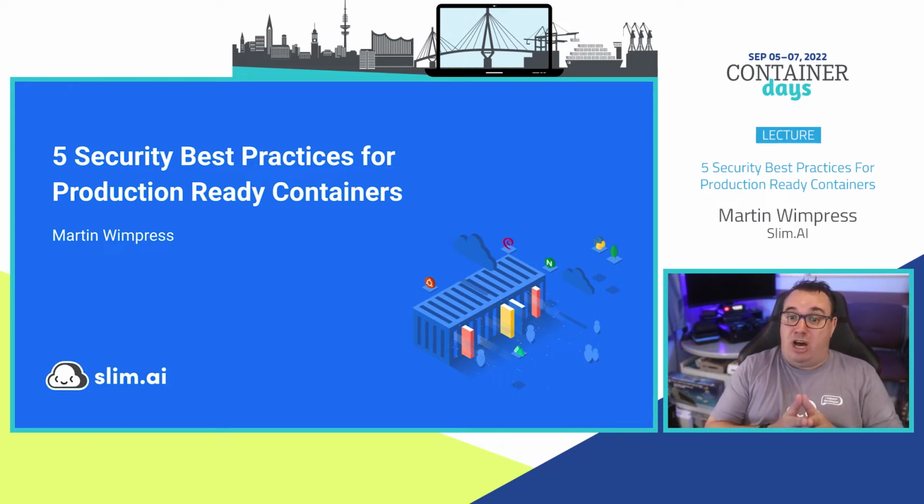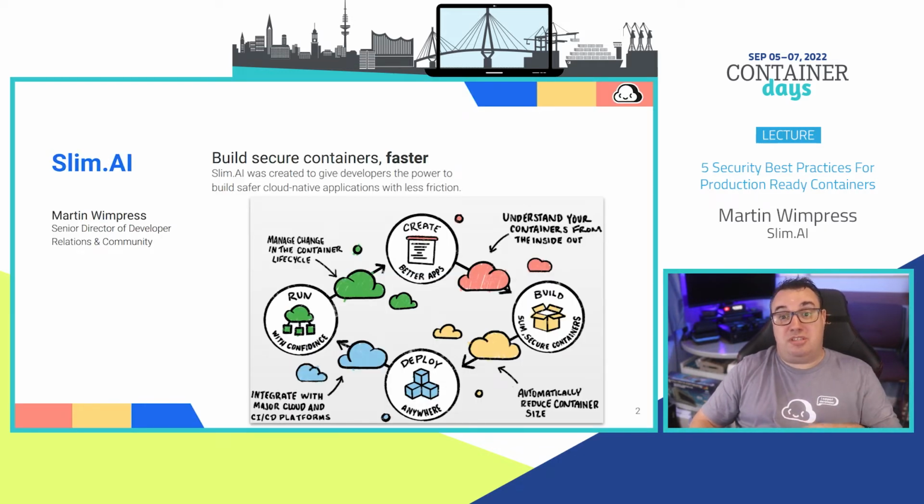Today I'll be sharing 5 practical examples of best practices you can start using right now to better secure your production-ready containers. First, I'll briefly introduce Slim.AI. Slim.AI was created to give developers the power to build safer cloud-native applications with less friction. In connection with our open source DockerSlim, the Slim SaaS platform allows developers to optimize their containers, reducing both overall size and vulnerability count. By increasing efficiency and decreasing the attack surface, Slim.AI ensures that you're only shipping what you need to production.